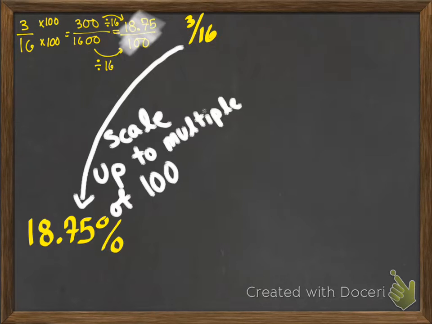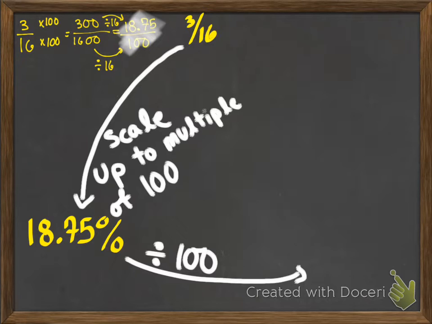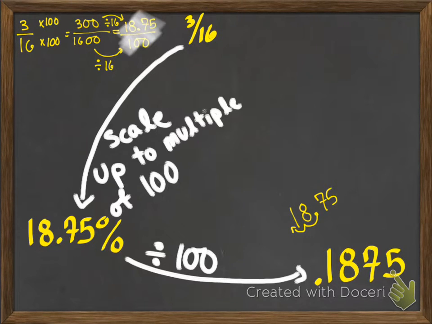Okay, so now I have 18.75%. How do you go from a percent to a decimal? Well, you divide by 100, because the other way, from a decimal to a percent, you multiply by 100. So if I take that 18.75, I move my decimal point 2 to the left, same thing as dividing by 100, I get 0.1875. Nice and easy. Complete the circuit, find that final leg. How do you go from 0.1875 to a fraction?